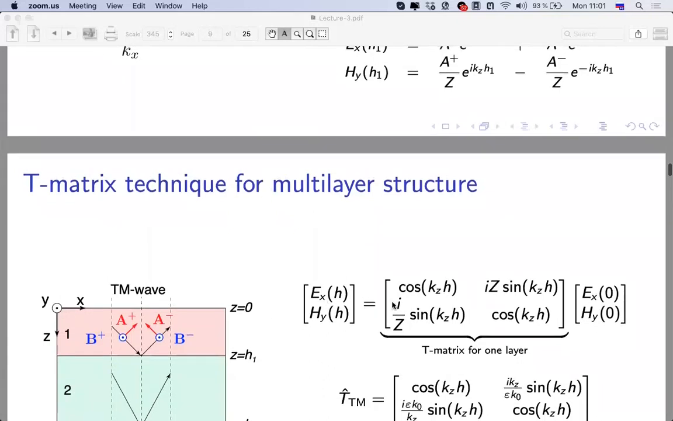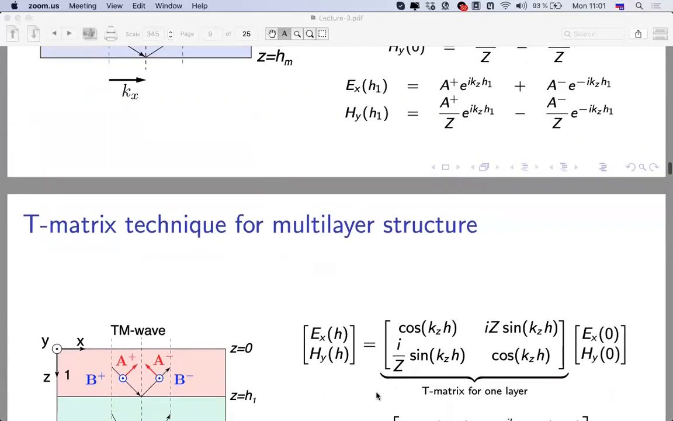Okay, and I think it's the same answer. Let me show you. So this is the answer: the expression for EX and for HY at the point when Z equal to H. So we see that we have some linear relation between EX and HY at this interface, if you know EX and HY at the original interface. We can combine the exponential functions into cosine and sine functions. This is like a general expression.